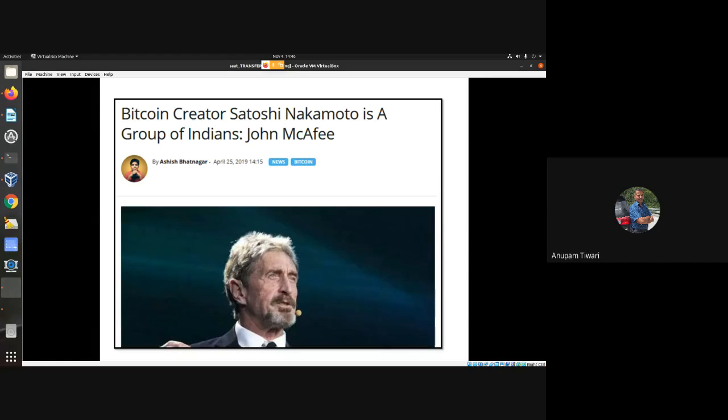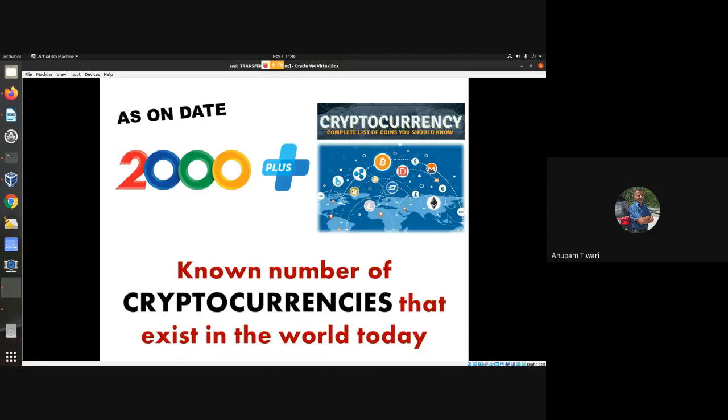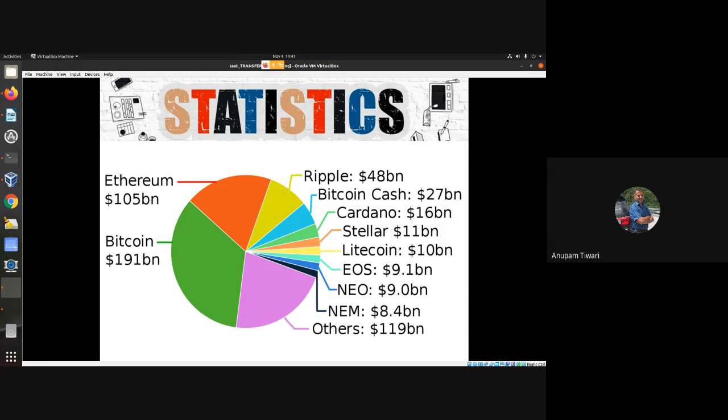News keeps coming. This clip was from last year, April 2019: John McAfee feels that Bitcoin creator Satoshi Nakamoto is a group of Indians, but all these are part of the news and clips. Developing and growing on that single Bitcoin currency, which emerged in 2009, as on date we have 2000 plus cryptocurrencies, and they all work differently. There are various variants of Bitcoin, in various aspects in terms of architecture and how they work, and we'll discuss that in the coming presentation.